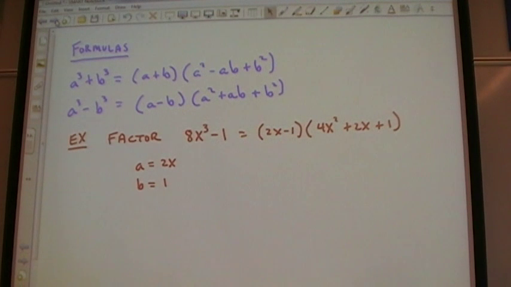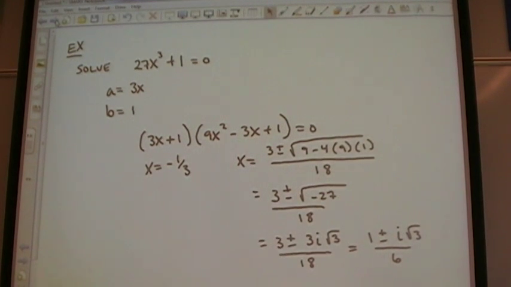Okay. Everybody got that? Now we're going to use those formulas also to solve polynomial equations. To get a, you take the cube root of the first term. To get b, you take the cube root of the last term. Alright? Next one is solve 27x cubed plus 1. So we're still going to use those two formulas.